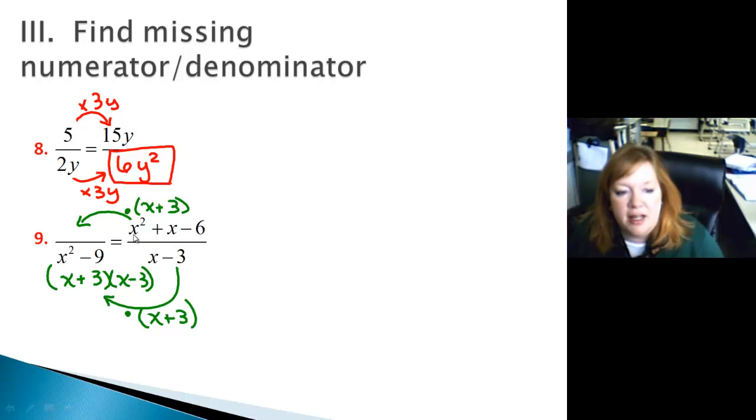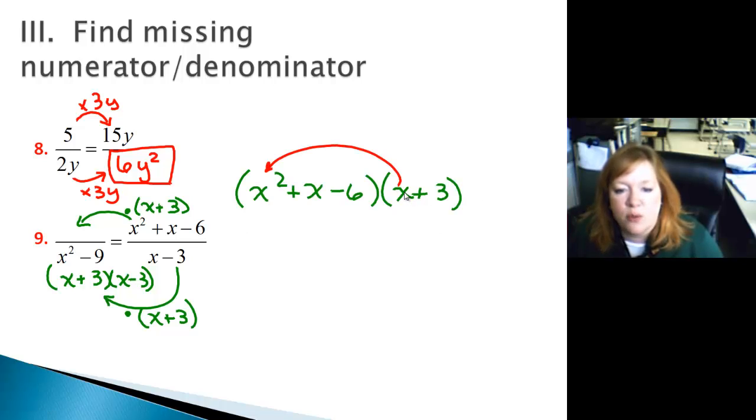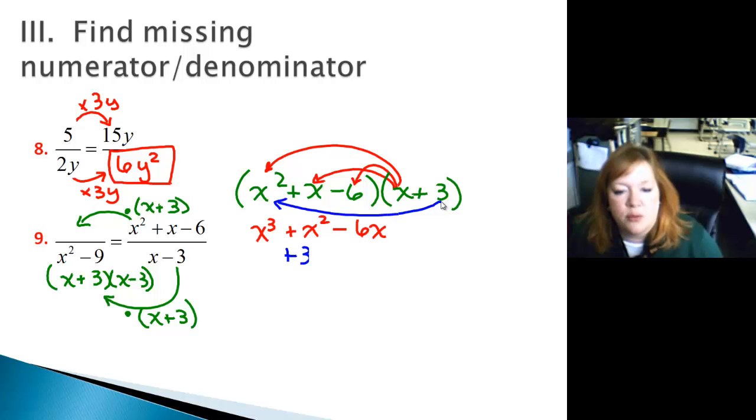Now you've got a trinomial times a binomial, which means you got to take your time and multiply it all out. So I'm going to take this x times my x squared. That's going to give me x cubed. Then I take my x times my x, that gives me an x squared, and then I take my x times the minus 6, and that's going to give me a negative 6x. Then I got to take the 3 times each of these terms. So if I multiply the 3 by x squared, I get 3x squared.